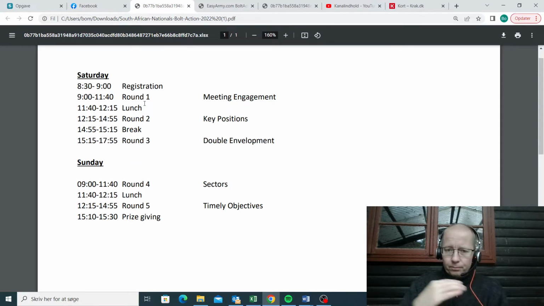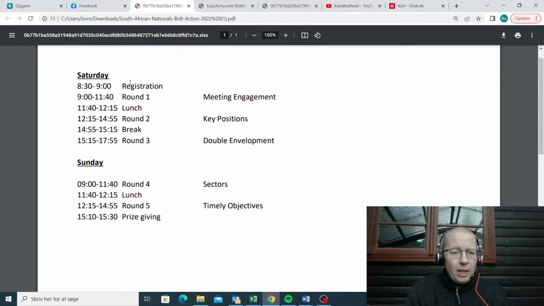The first round is a warm-up round in my eyes. It's meeting engagement, so you're playing a kill point mission, which is fairly easy, and everyone knows what's going on. So that is nice to start with. Some tournaments I see set up in the way that you have the kill point mission last, because then people are tired and they won't really remember the mission, and everyone is making mistakes. But you can also do the kill points as a warm up, and the South African dudes are doing this.